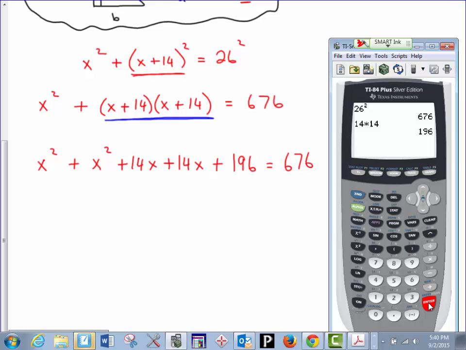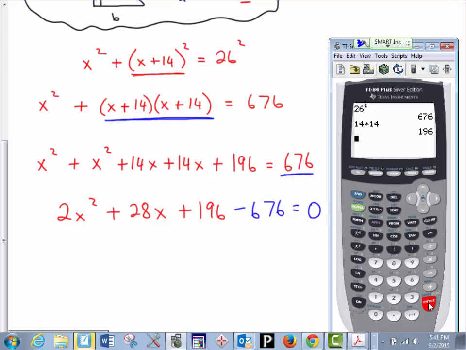From here, you want to combine like terms. We have an x squared and an x squared, so that would be 2x squared. A 14x and a 14x, so that would be 28x. And then a 196. The 676 you have on the right side needs to be moved over to the left so that you can get 0 on the right side. It moving to the left means it would be subtracted over.